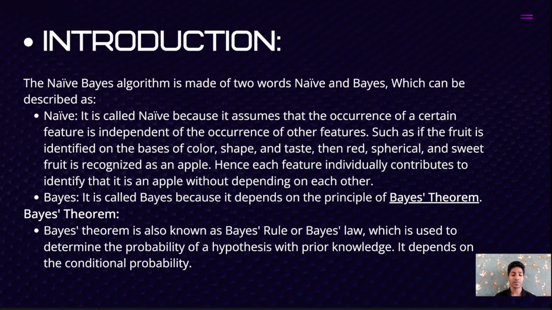Now, what is Bayes? It is called Bayes because it depends on the principle of Bayes theorem. Bayes theorem, also known as Bayes rule or Bayes law, is used to determine the probability of a hypothesis with prior knowledge. It depends on conditional probability.